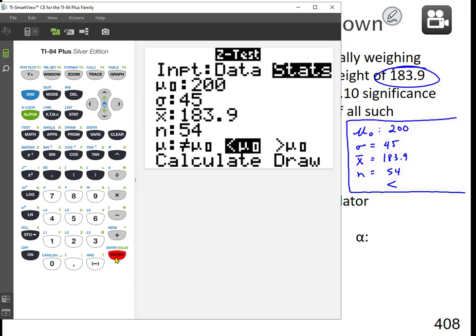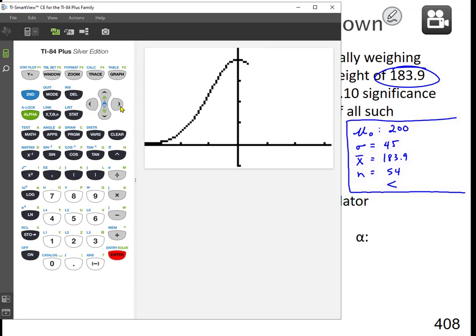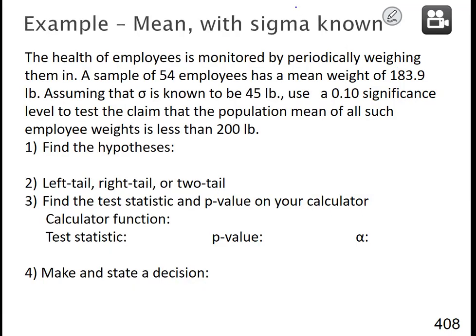I already have the data on my screen, so pause here if you need to type it in and then come back. But since I have 200, 45, 183.9, 54, the less than, and I'm going to go over to the draw. Let's see what we get. This one is not shaded, but we do see that we have a z-score. That's our test statistic, and a p-value, which is what we're going to use for our decision. So let's write those down.